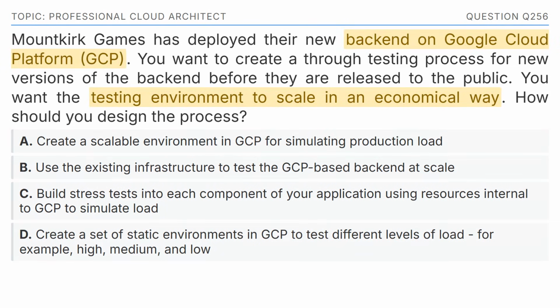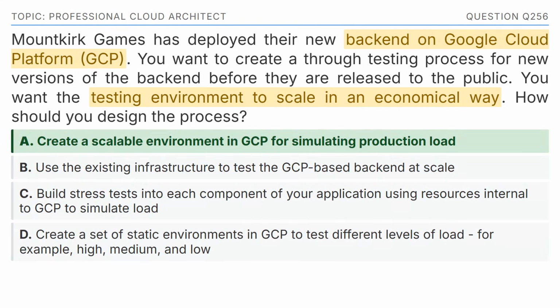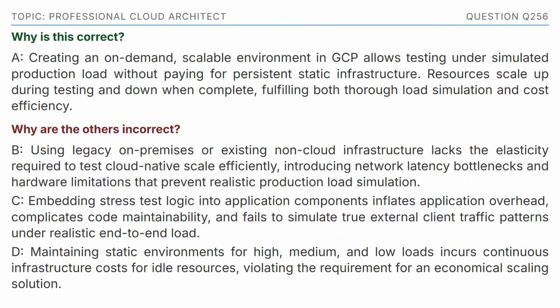To arrive at the correct answer, we focus on the keywords: backend on Google Cloud Platform, GCP, testing environment to scale in an economical way. The correct answer is Option A, create a scalable environment in GCP for simulating production load. Why is this correct? A. Creating an on-demand, scalable environment in GCP allows testing under simulated production load without paying for persistent static infrastructure. Resources scale up during testing and down when complete, fulfilling both thorough load simulation and cost efficiency.